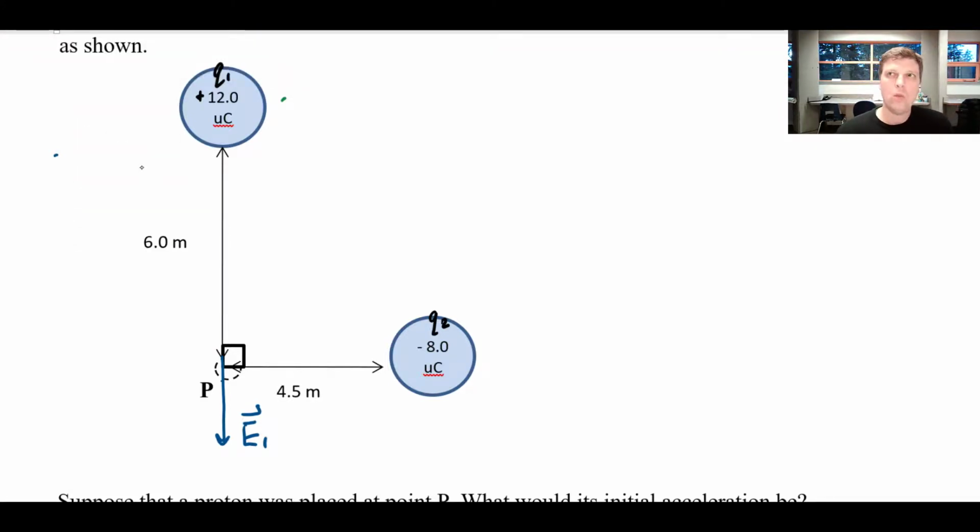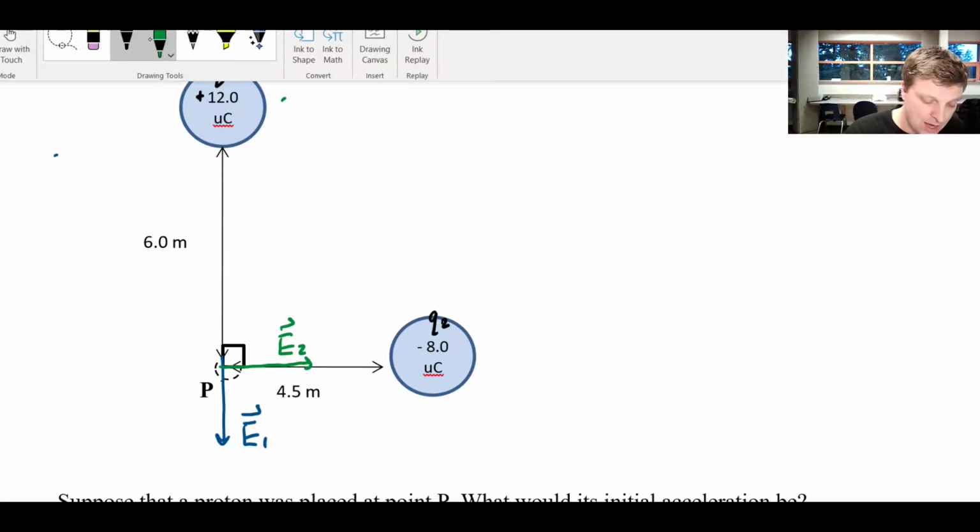And so now I'm going to ignore Q1, and I'm just going to think about Q2 and say, okay, well, what will the field from Q2 be doing at that point? Well, if I put a proton there, it would want to go towards that negative charge. So I'm going to have a field this way to the right. And so if I want to find the total, I just have to add them up using vector addition. So find them individually and add them up. And so let's do that now.